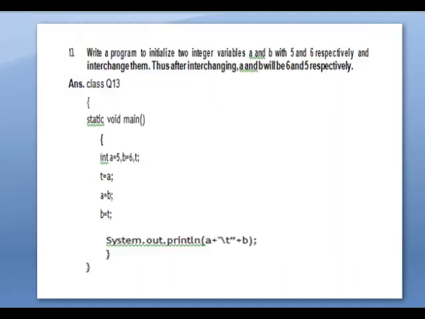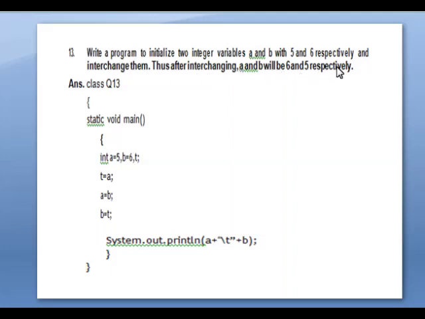Next is program number 13. Write a program to initialize two variables. Carefully you can read the question. Write a program to initialize two integer variables a and b with 5 and 6 respectively. So a's value is 5, b's value is 6, okay, and interchange them. We have to interchange the values. For interchanging two values, we use another temporary variable. Thus after interchanging, a and b will be 6 and 5 respectively.